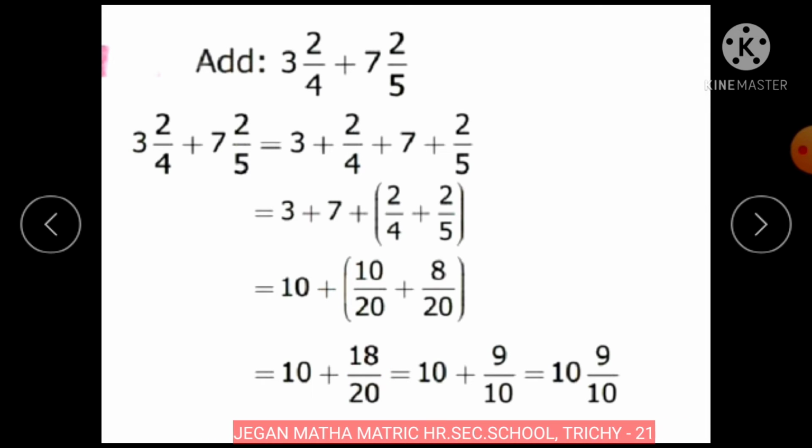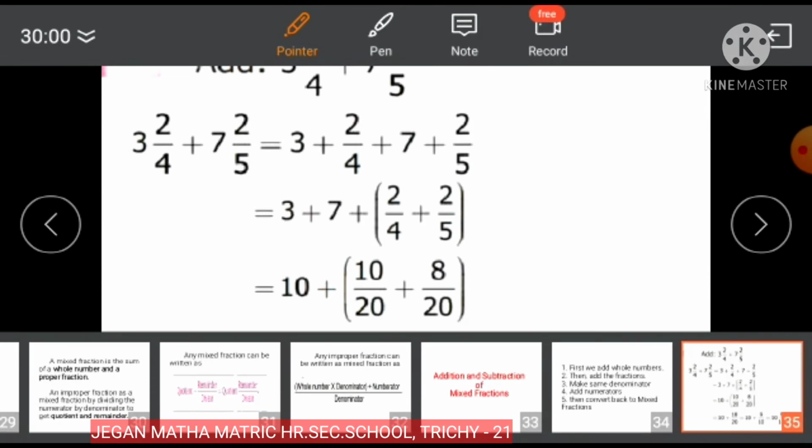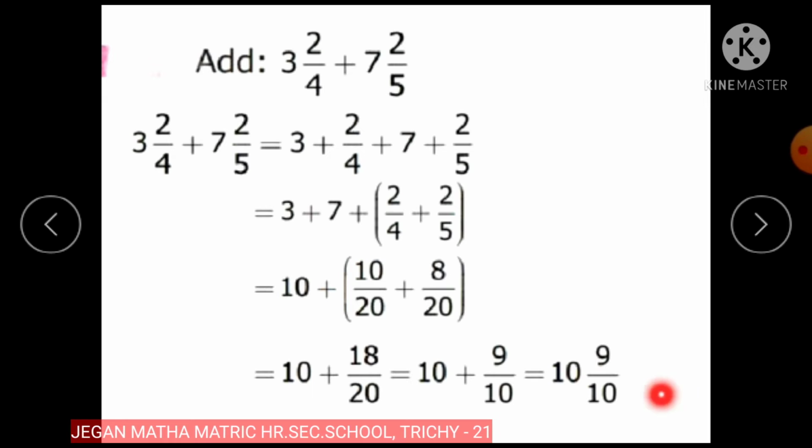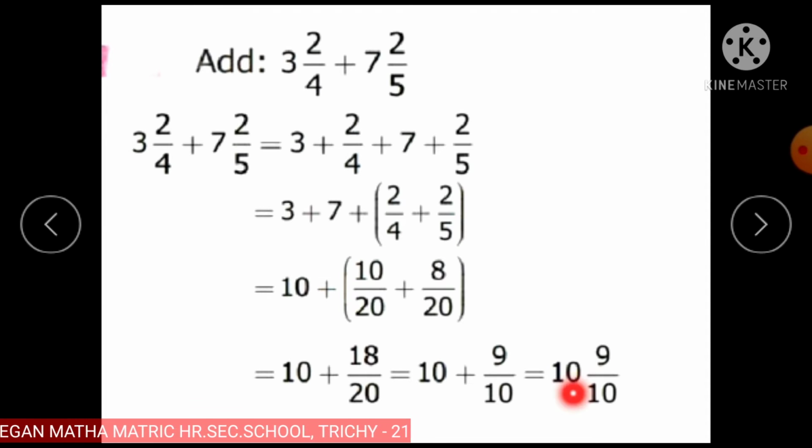Now 10 plus 18 by 20 equal to 10 plus 9 by 10. Here 18 by 20 is simplified to 9 by 10. 10 9 by 10 is the final answer. So the sum of 3 2 by 4 and 7 2 by 5 gives 10 9 by 10. So again we get the mixed fraction.